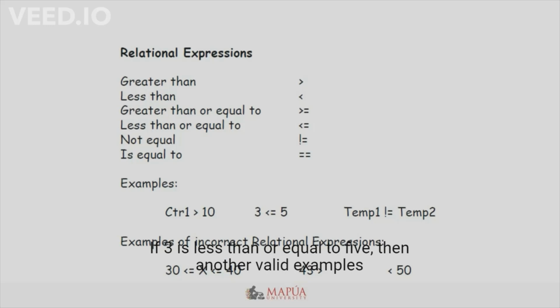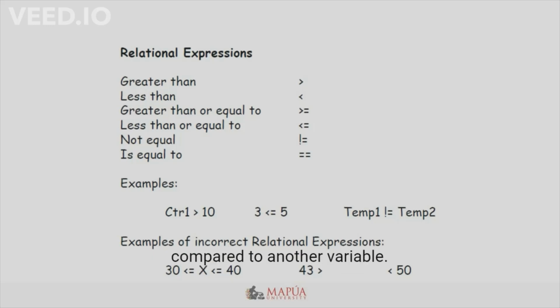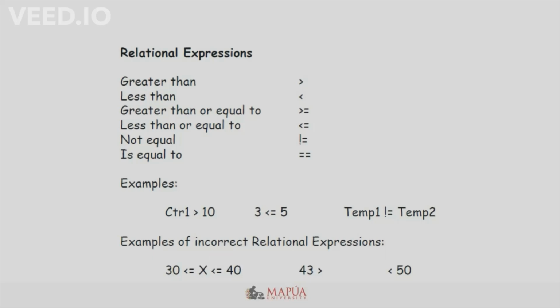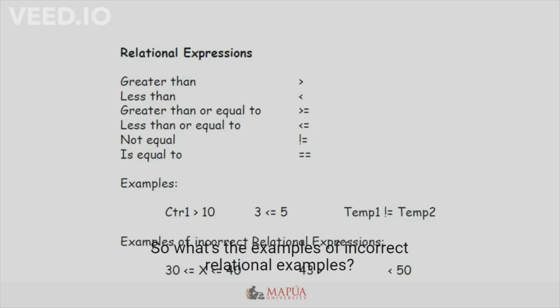Then another valid example of performing a relational expression is a variable compared to another variable. So again, assuming that there is a value in a variable temp1 and we are comparing it with a value in a variable temp2 if it's not equal. So what are the examples of incorrect relational expressions?